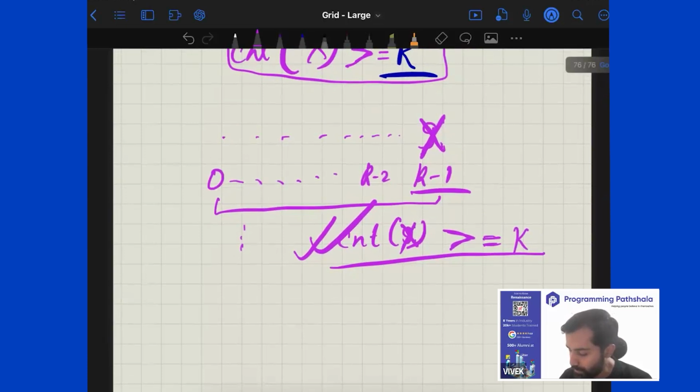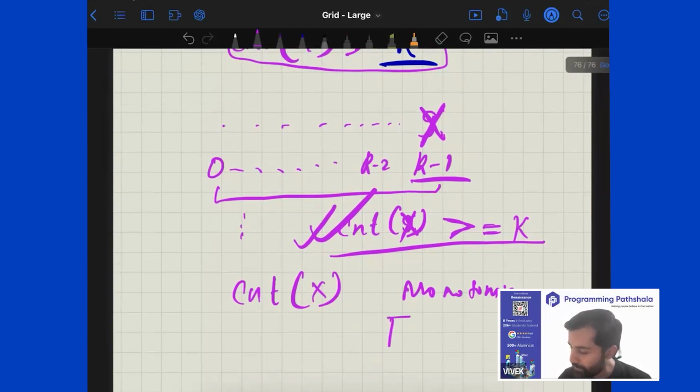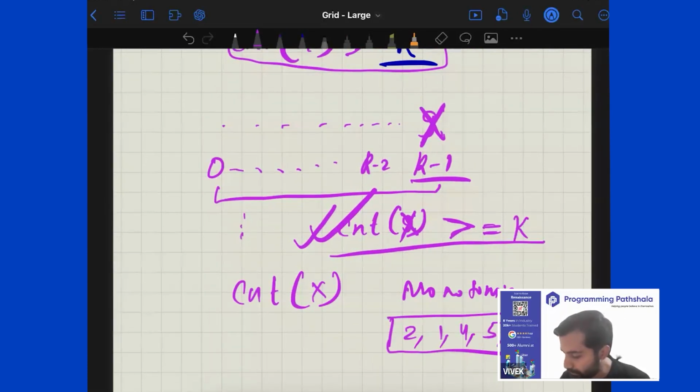Now, my question to you is, what do you think about the nature of this count? Is this monotonic? Let's say you have an array which contains 2, 1, 4, 5, 3, 3, 6. Let's say I'm passing the value of x as 2. Can you tell me what will be the output? How many elements of this array are smaller than or equal to 2? Two of them, right? Now, if I increase my input, let's say the value of x is 4, what will now be the output? 1, 2, 3, 4, 5. There are 5 elements which are smaller than or equal to 4.